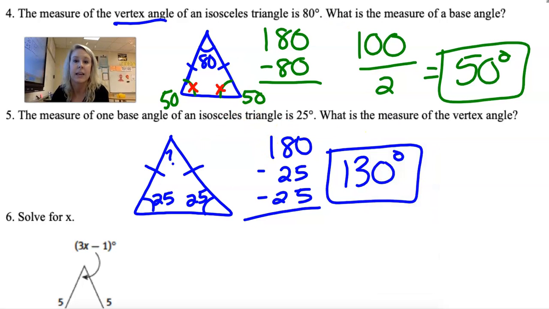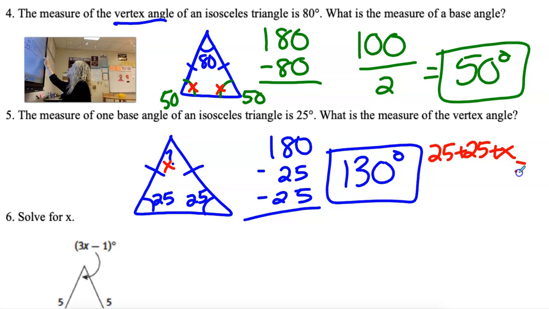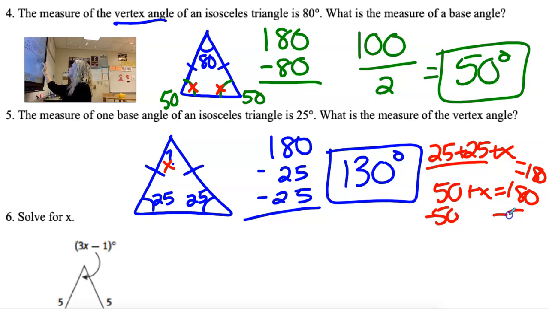Again, you could do this in an algebraic way if you wanted to. If I don't know the top, I can call it x. So then I could say 25 plus 25 plus x, because all the angles of a triangle are going to add up to 180. 50 plus x equals 180. And again, you still get the same answer doing it the algebraic way. We're just kind of doing one part in our head. You can do one part physically, mathematically.